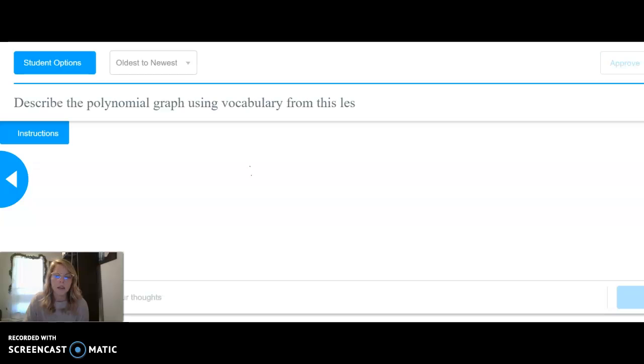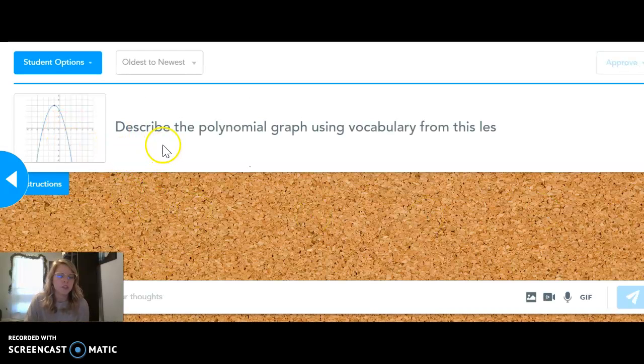Then in the next topic and next question, I'm going to ask my students individually to describe the polynomial graph using vocabulary from this lesson. So they would have a picture of a parabola given, and they would have to share their thoughts individually. It would pop up on the screen, so I'd be able to quickly identify what they remembered first based on the order they give me and their understanding of vertex and axis of symmetry.